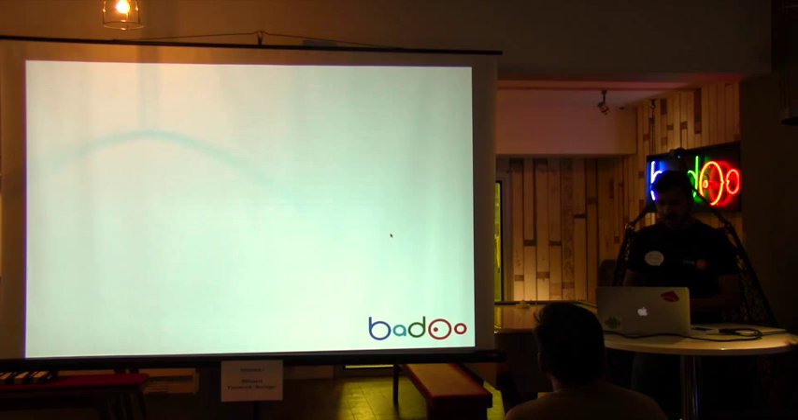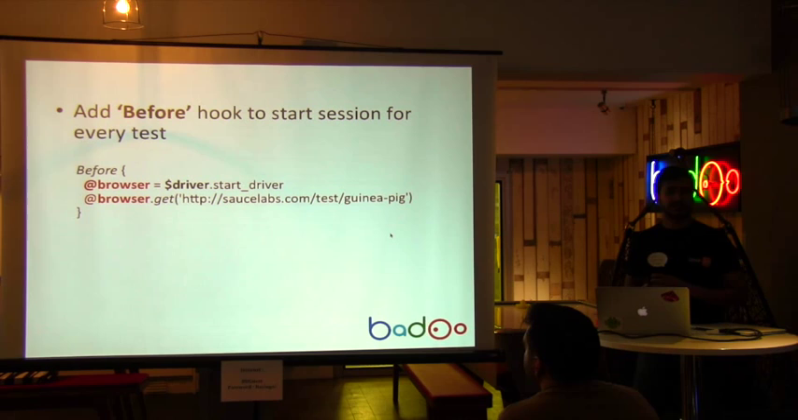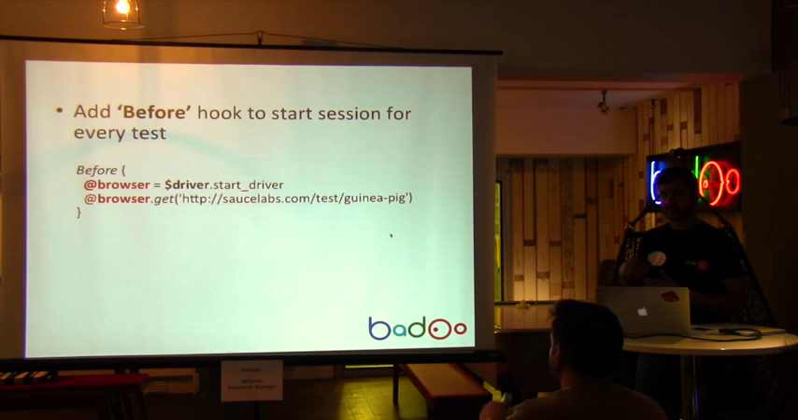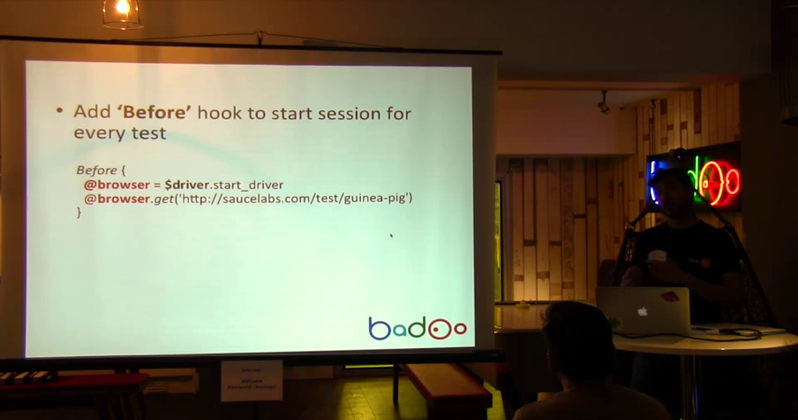In cucumber, we have hooks. They're called before and after hooks, which are applicable for all the test cases you've written in the project. It's global. So in the before hook, you have this driver variable and you start the driver, which sends the request to Appium, and Appium opens the browser through the Chrome driver or the Safari driver on the device. It gives you access to the web driver, which I'm assigning to the browser variable. Then you can open the home page URL on the browser and start running the test case.